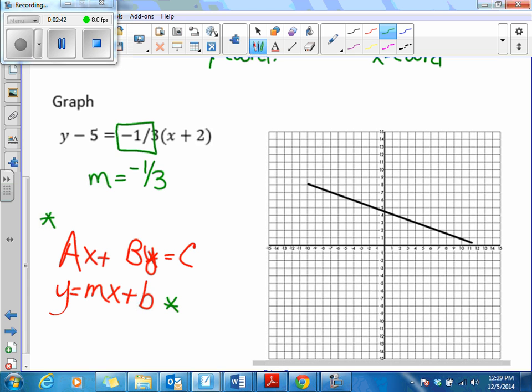Slope is negative 1/3. And then I know that my x coordinate is going to be negative 2, and my y coordinate is 5. So I can just graph that ordered pair. That's the ordered pair (negative 2, 5). So that's what I've done here, negative 2, 5. And then I went ahead and counted my slope. Okay?